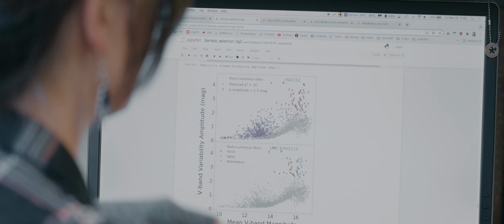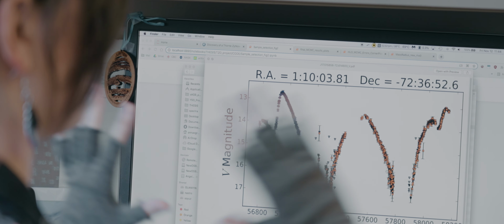I then wrote code in order to get the periods, the amplitudes, the properties of that variability so that I could sort through them and find the ones that had properties that were very similar to HV2112. And then I manually went through all of these stars and looked at their light curve data, the actual visual representation, to try and find the ones that specifically also had this little double peak.